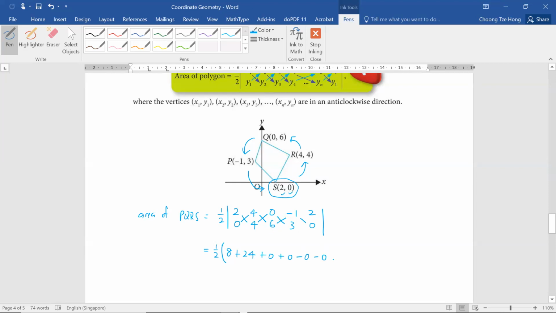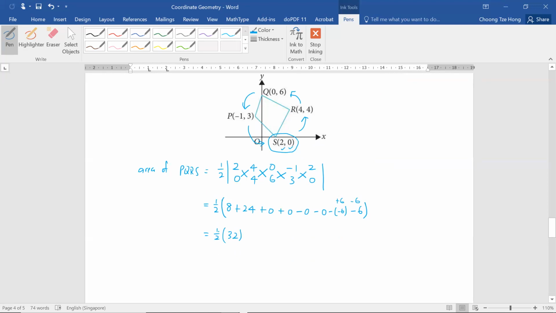If you minus negative 6, I'll just show the working, then it becomes plus. Then this one will be 3 times 2, which is positive 6, so you just minus positive 6. Simplify the things inside: 8 plus 24, you get 32. Over here you have plus 6 minus 6, so this becomes 0. In the end we are just left with 32. So half times 32 will give you 16 square units.